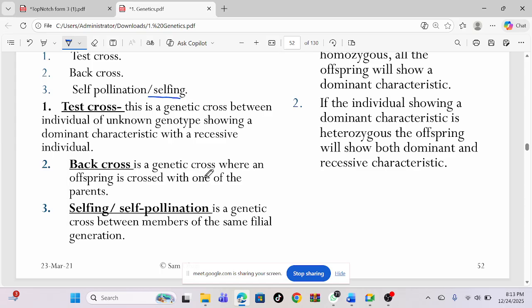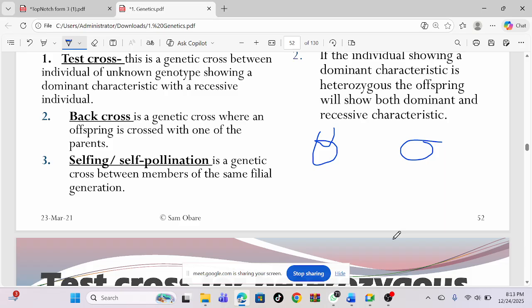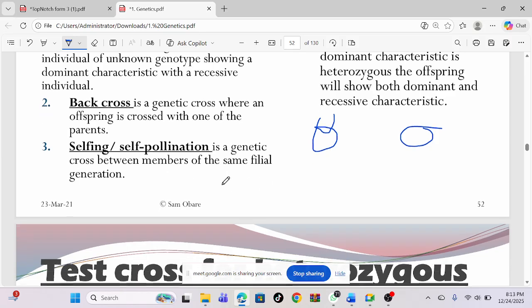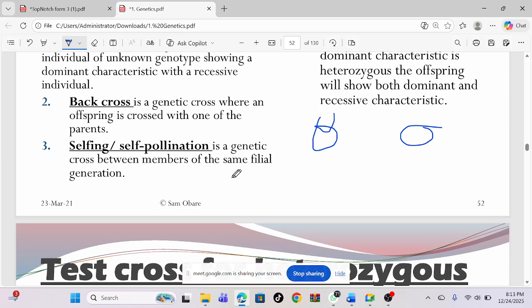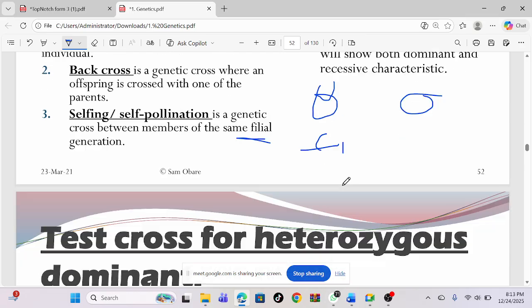Back cross is a genetic cross where an offspring is crossed with one of the parents. So in a back cross you just use the offspring, the kids, and cross with one of the parents. But still these all just have different names, and they all bring the common crossing, there is no difference. Self crossing is a genetic cross between members of the same filial generation, for example the first generation, you cross.